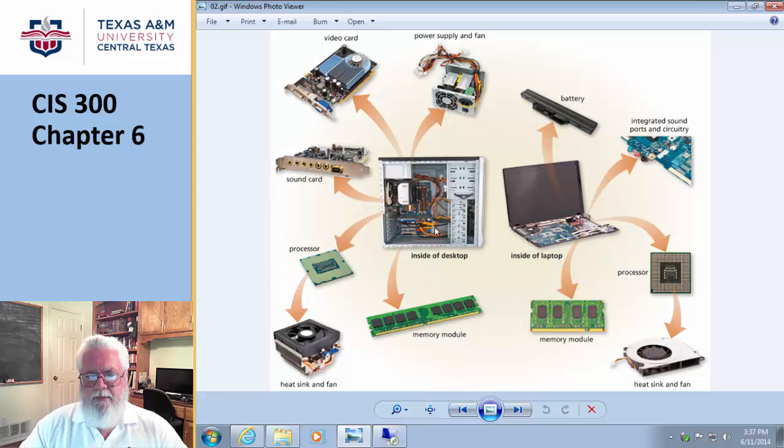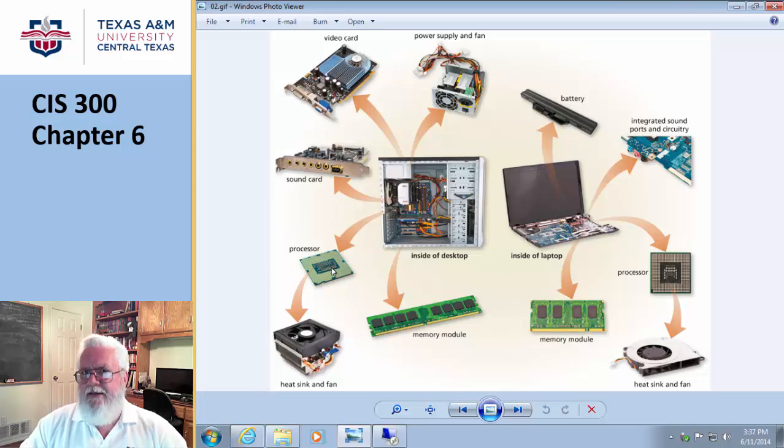I probably have a video card, and my graphics processor could be on the motherboard. We haven't even talked about the motherboard yet, but just bear with me. It could be part of the system board, or it could be a discrete card that plugs in. In this particular picture, this is a discrete video card that plugs into this. My computer has a power supply with a noisy fan. It's got a video card, a sound card, and a place to plug in a processor.